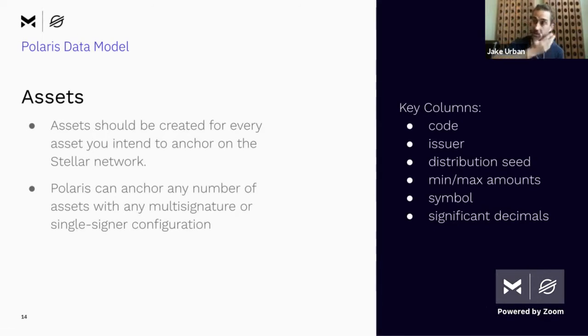And then on the right, there are some key columns here. I'm not going to go too deep into this, but obviously you need a code for your assets, such as XLM, SRT, or USD, the issuer address for the account that issued the asset, and then the distribution seed or private key. This is really the account that controls the supply of the asset. Polaris makes sure to encrypt this seed at rest, but it is unencrypted in memory. There are some other more meta columns, as you see, but I'm not going to spend too much time on them. They're fairly self-explanatory.